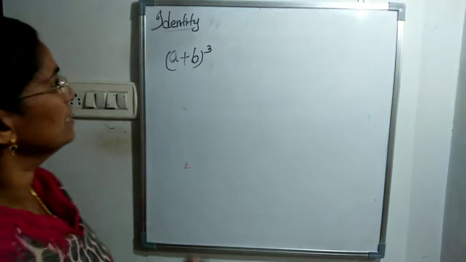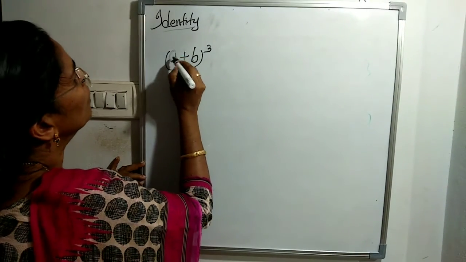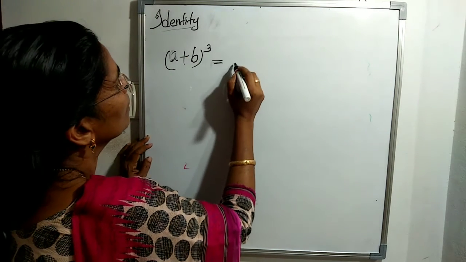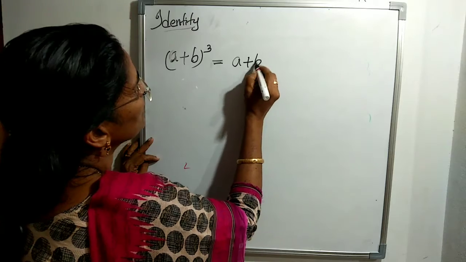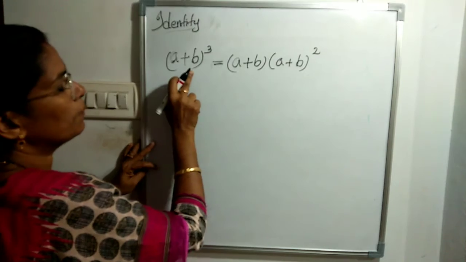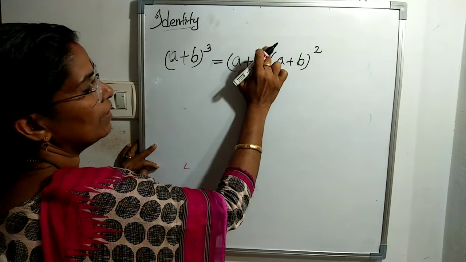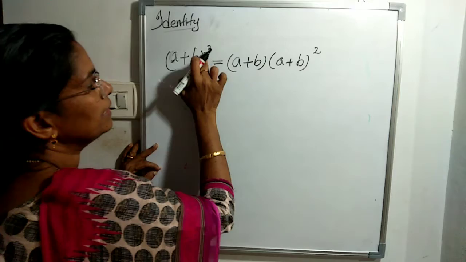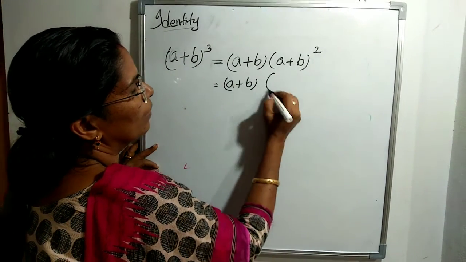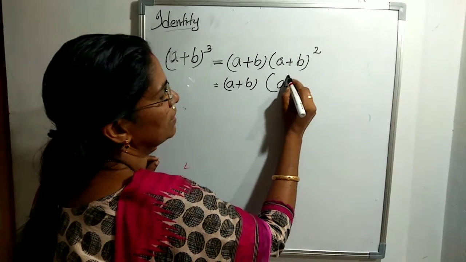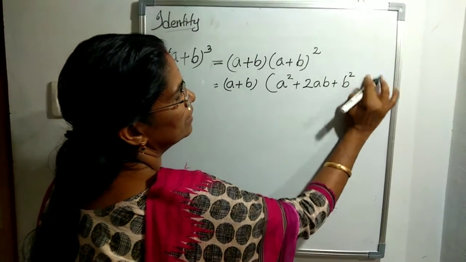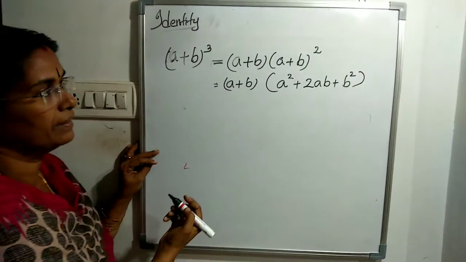Okay, so the first one is (a + b) whole cube. As we know, (a + b) whole cube is (a + b) into (a + b) whole square. Its power is 1 and here 2, adding together we will get (a + b) whole cube. Also we know the expansion of (a + b) whole square is a square plus 2ab plus b square. This identity we already learned.